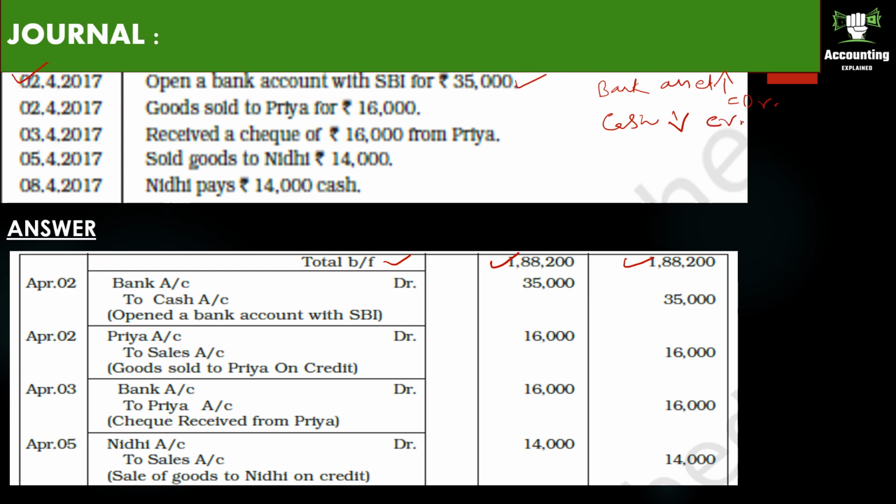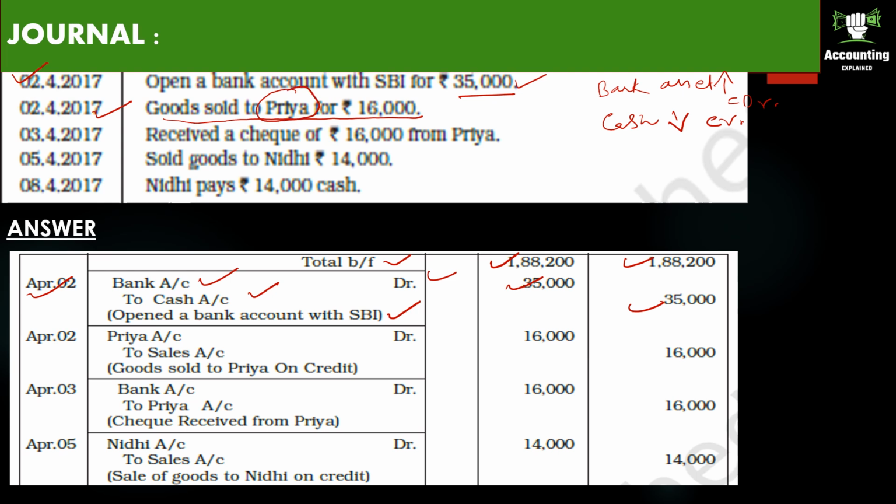So the journal entry is, date is 2nd April. Bank account debit 35,000 to cash account 35,000. Open the bank account with SBI. Next entry 2/4/2017, same date. Goods sold to Priya for 16,000. So here cash is not mentioned. It means we have sold on credit.